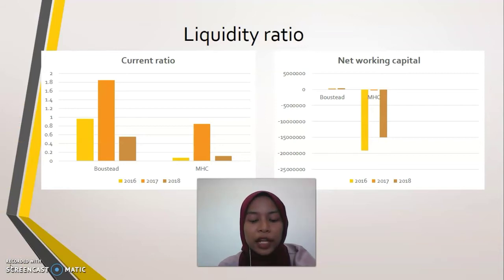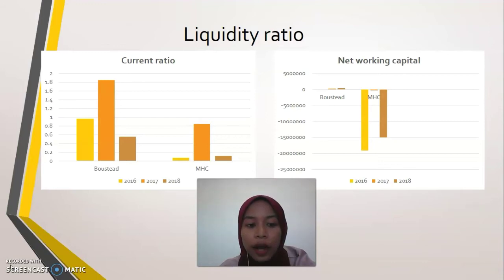So the value in 2016 and 2018 indicates that Boston did not have current asset to cover their current liability, while in 2017, the positive value means that Boston still has a balance of current asset after covering their current liabilities, which is good enough.